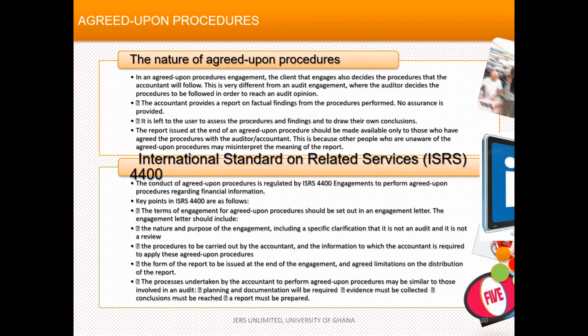One of the things I didn't talk about, if you look at the first part of the slide, is that the accountant provides a report on factual findings from the procedures performed. Factual findings. No assurance is provided. It's very, very crucial. You need to understand this. No assurance is provided.